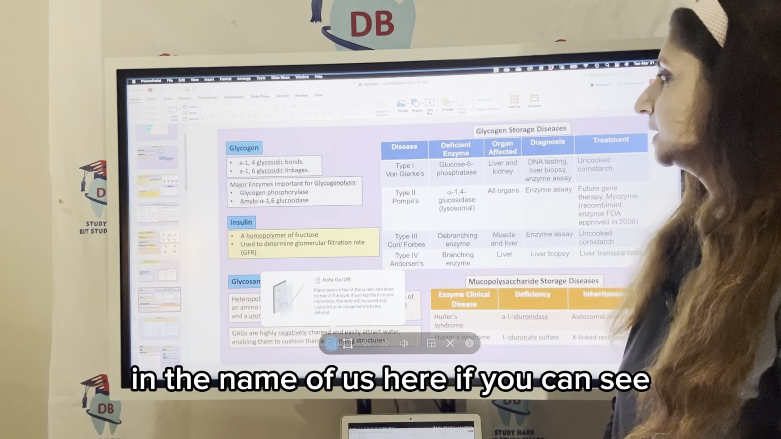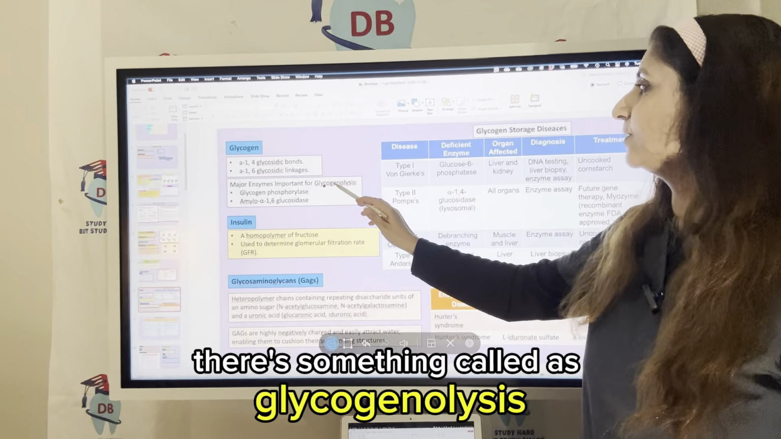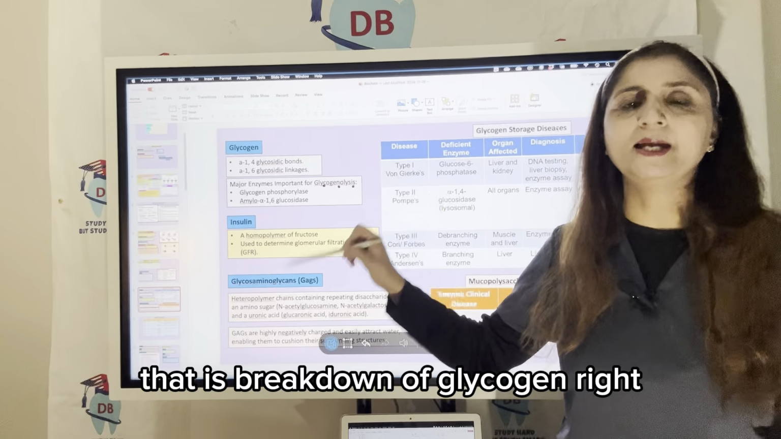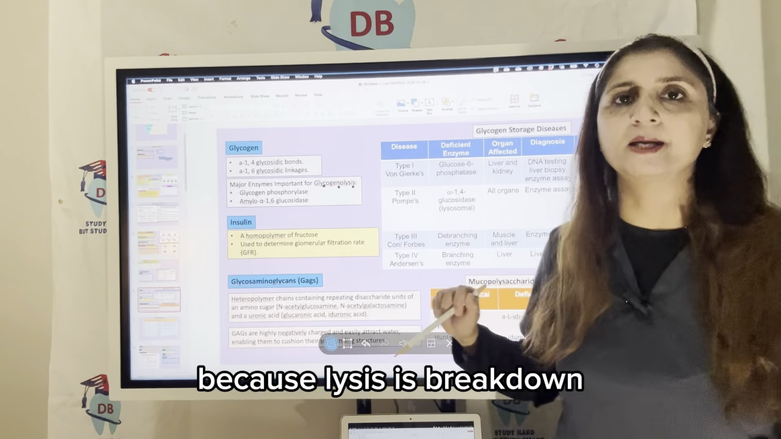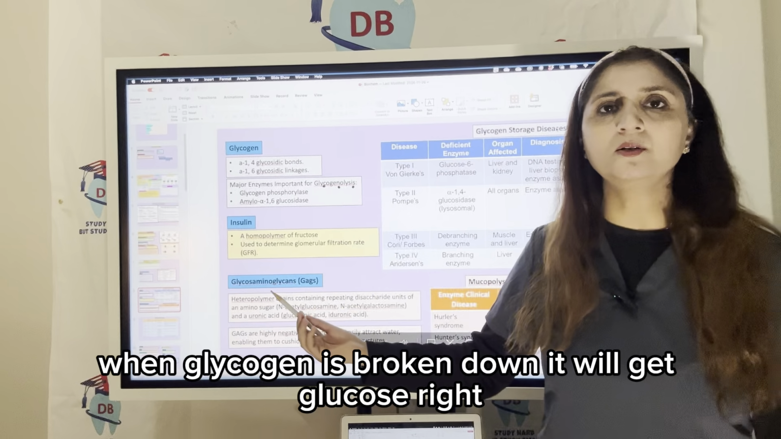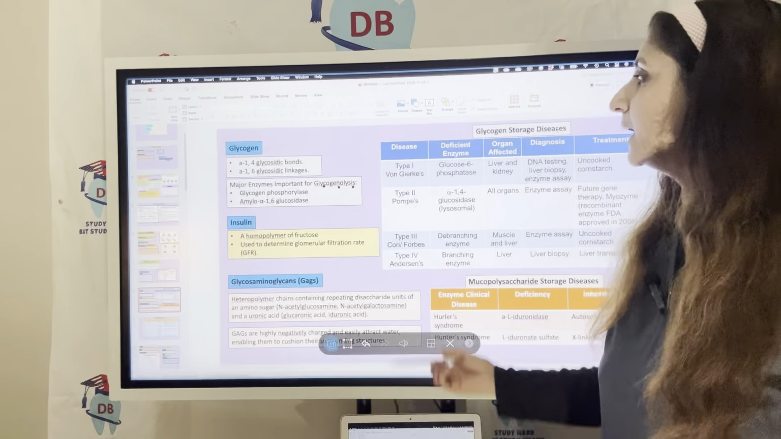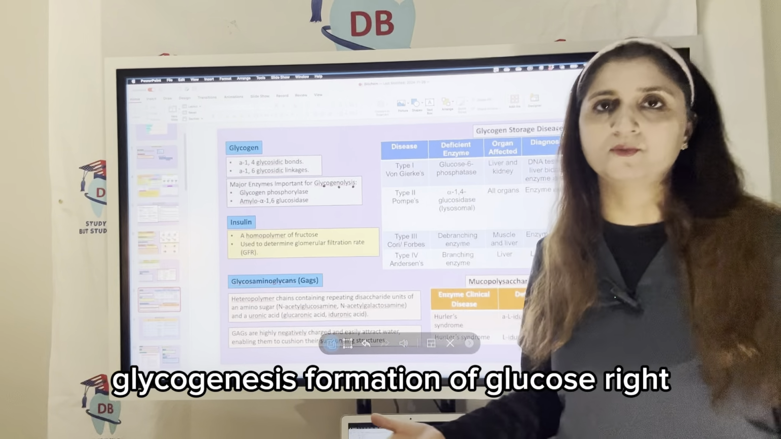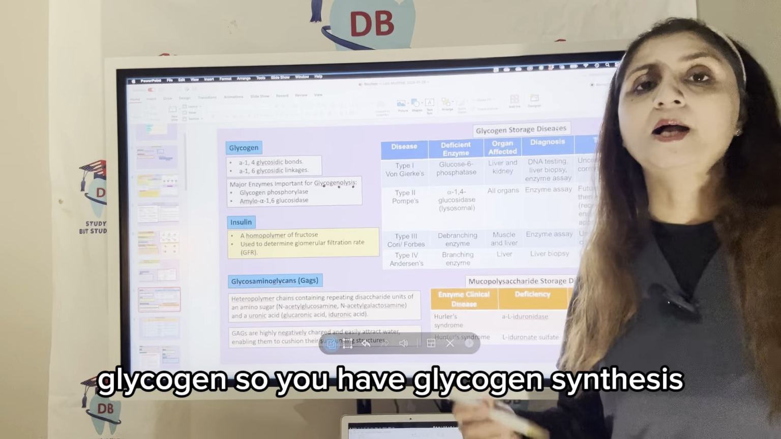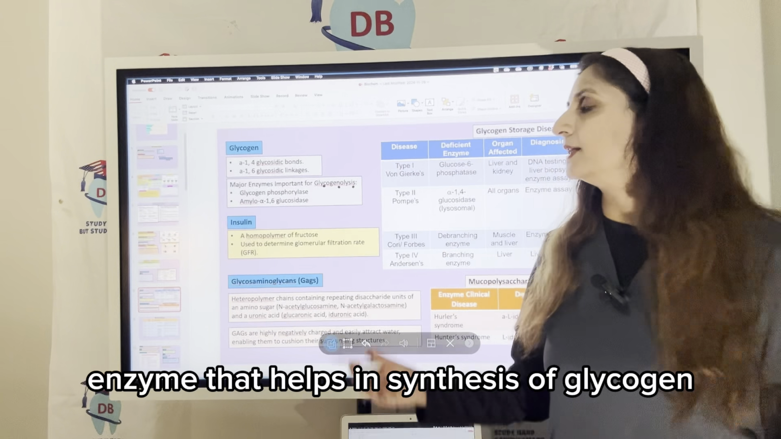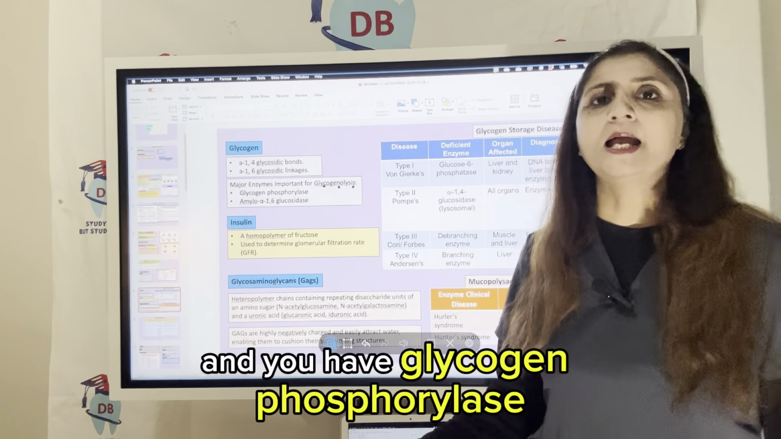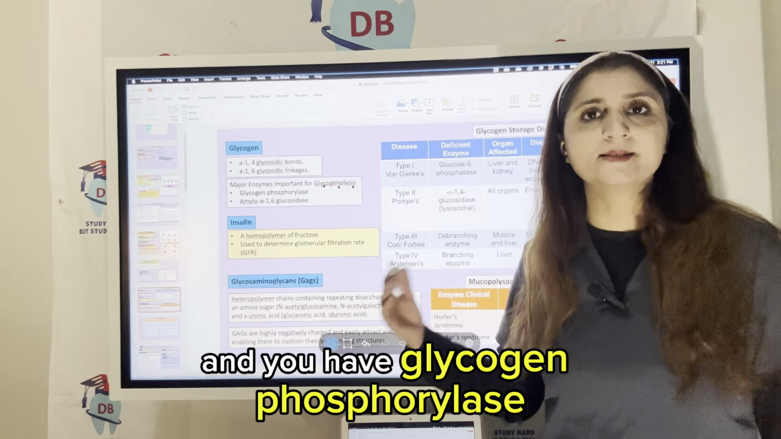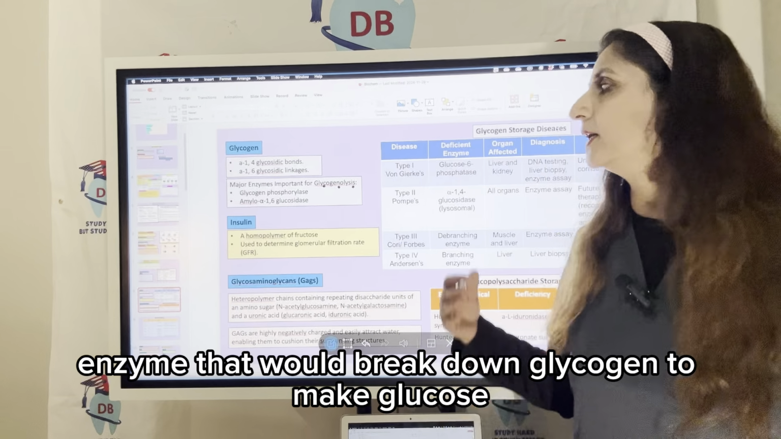Here, if you can see, there is something called glycogenolysis, that is breakdown of glycogen, right? Because lysis is breakdown. So when glycogen is broken down, you get glucose, right? And there is another process called glycogenesis, formation of glycogen. So you have glycogen synthase enzyme that helps in synthesis of glycogen, and you have glycogen phosphorylase enzyme that will break down glycogen to make glucose.